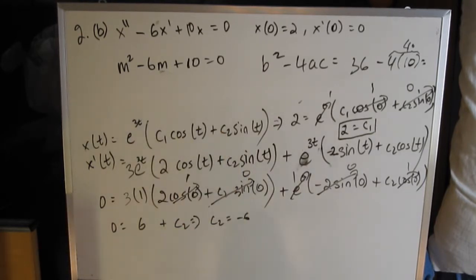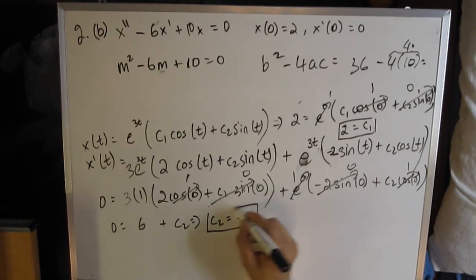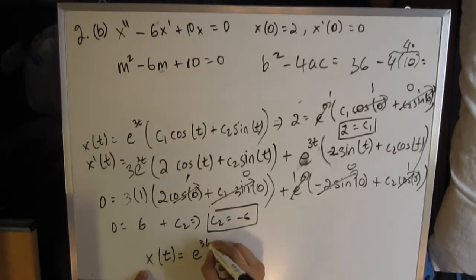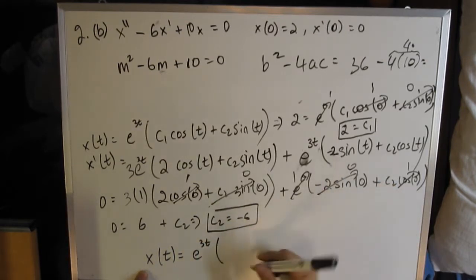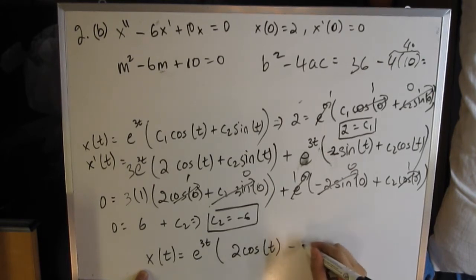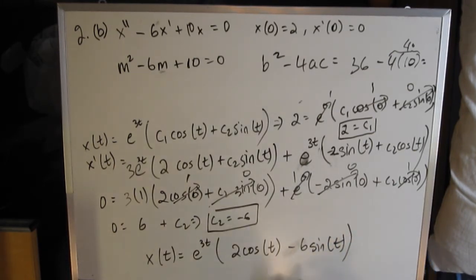So now we can just go ahead and substitute for our c2 and c1 in our main equation, and it'll look something like this. x of t is equal to e to the power of 3t multiplied by 2 cos t minus 6 sine t. And you could take the 2 out if you want, but that's essentially your final answer.